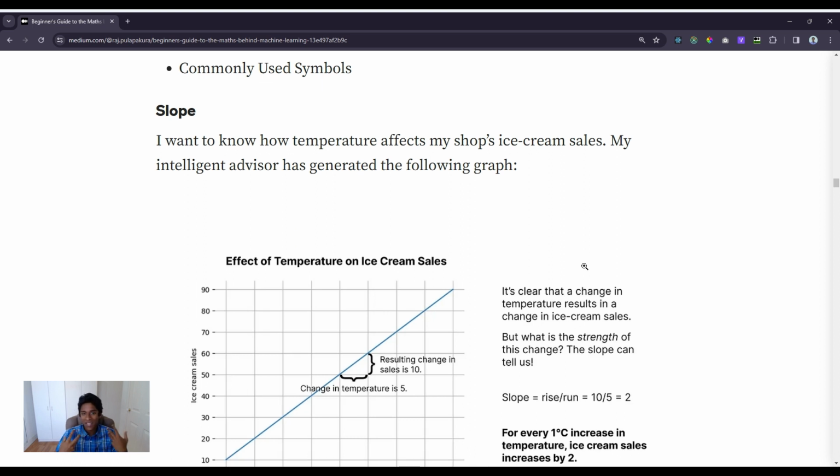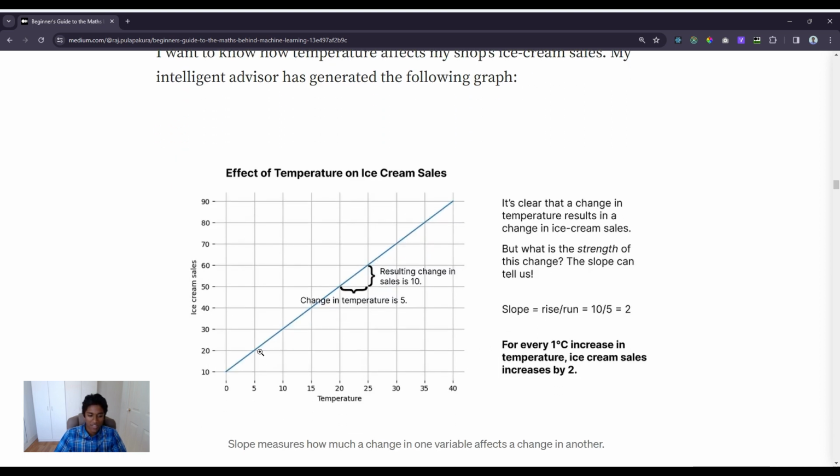Okay, so let's say I have an ice cream shop and I'm selling ice creams on a daily basis. And I want to know how temperature affects my shop's ice cream sales. Intuitively, we know that as it gets hotter, there are probably going to be more ice cream sales. So we have the following graph with temperature on the x-axis and ice cream sales on the y-axis. And you can see that as temperature increases, ice cream sales also increase.